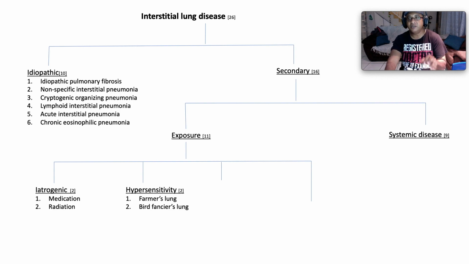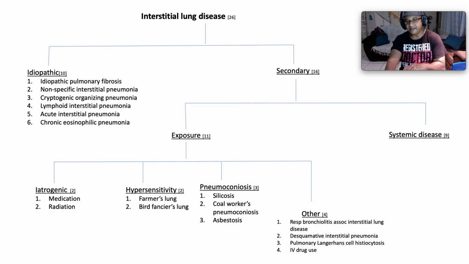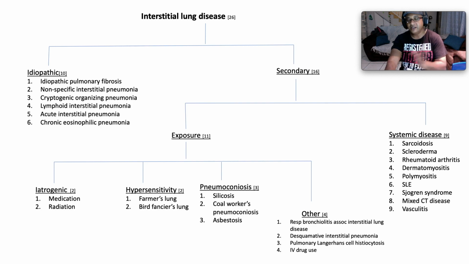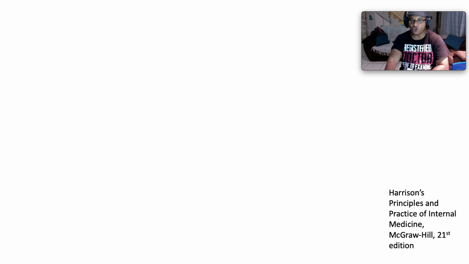farmer's lung, which is thermophilic actinomycetes, and bird fancier's lung. Then we talk about pneumoconiosis in the way of silicosis, coal workers pneumoconiosis, and asbestosis, and others is respiratory bronchiolitis associated ILD, desquamative interstitial pneumonia, pulmonary Langerhans cell histiocytosis, and drug users. Then the secondary systemic disease has to do with mainly your rheumatological conditions and some sarcoidosis, scleroderma, rheumatoid arthritis, dermatopolymyositis, SLE, Sjogren's, mixed connective tissue disease, and vasculitis.